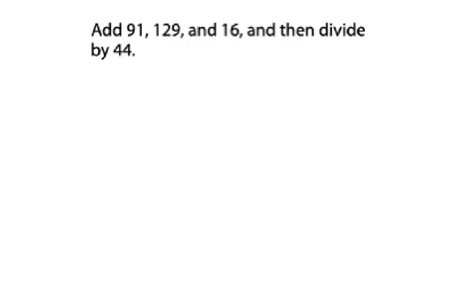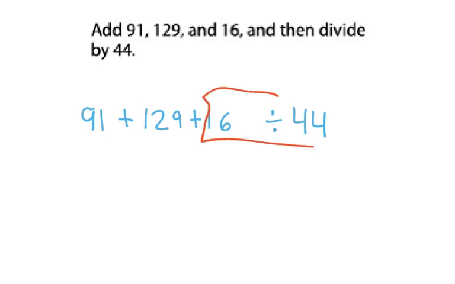Let's try another one. Add 91, 129, and 16, and then divide by 44. So we're saying we're adding 91 plus 129 plus 16, and then divide by 44. So what do I need to add here, right? Because like we said, if we do order of operations, this would be your first step. So how do I put it in isolation? I put all the addition parts in parentheses. So now we are doing what the problem says. 91 plus 129 plus 16. You take that answer and you divide by 44.